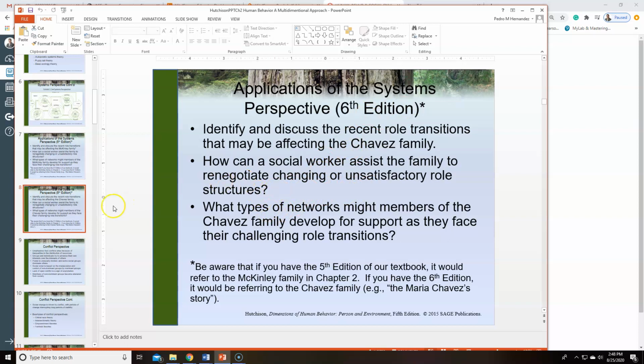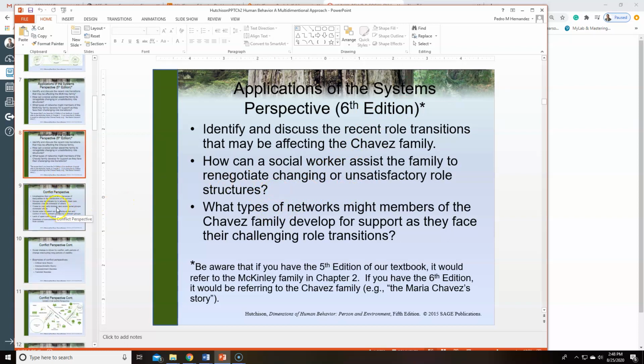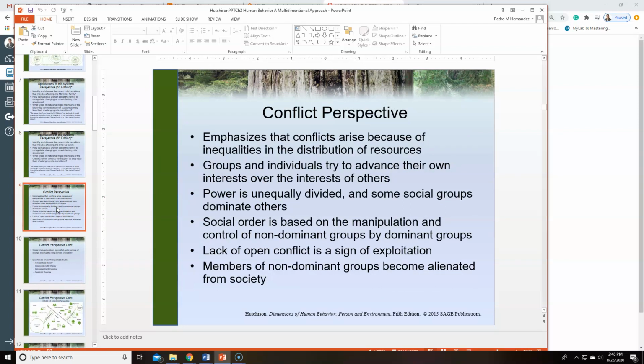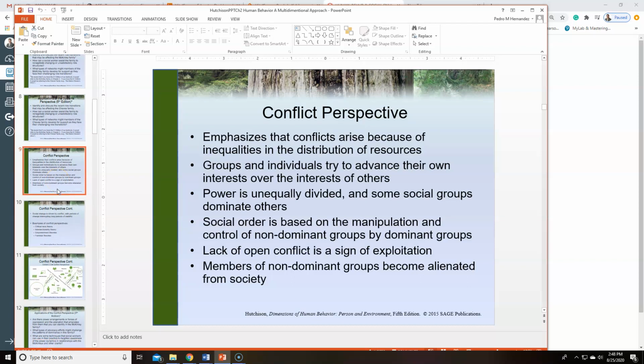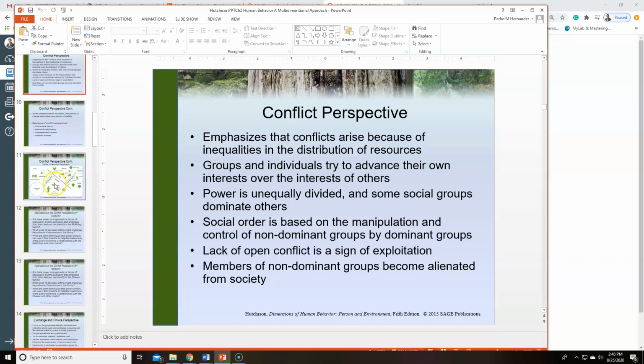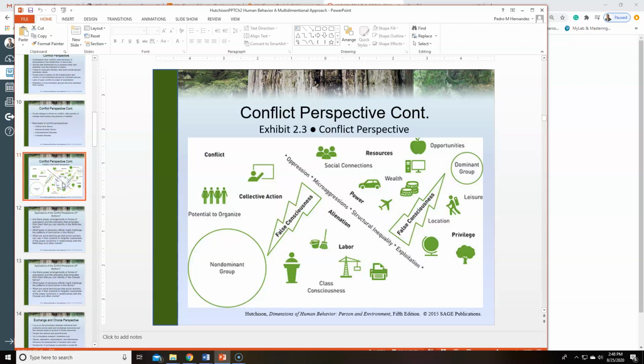Okay, so just make sure that you don't base your discussion just on what you read in the case study. I mean, yes, but you use the rest of the chapter to really answer your question. I encourage you to really pay attention to the exhibits, which are like figures, to try to understand what each perspective means. For instance, this is the conflict perspective.